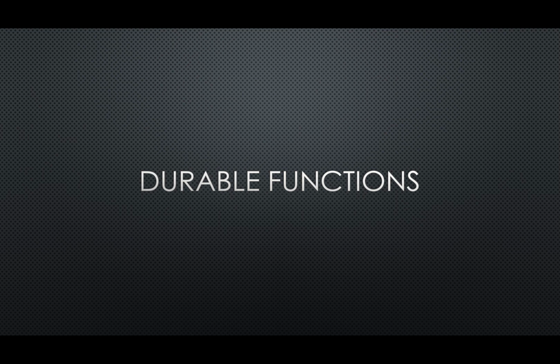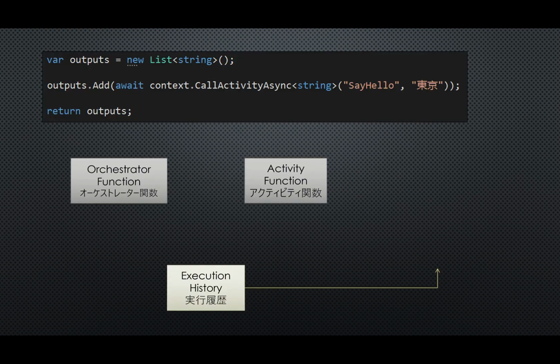Today I'm going to explain the behavior of durable functions related to the history table and also the queue. So this is about the history table.